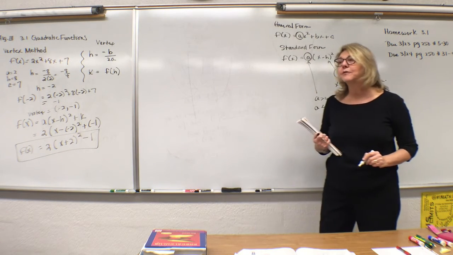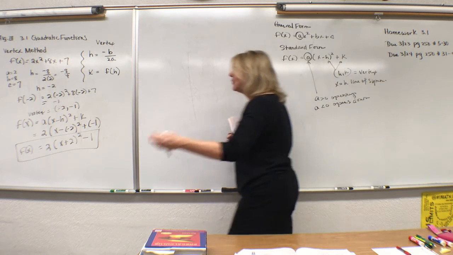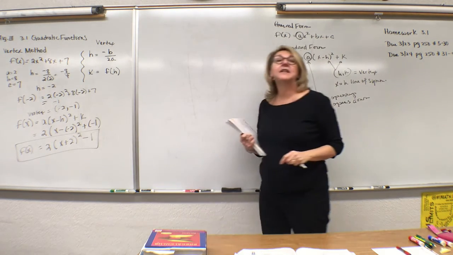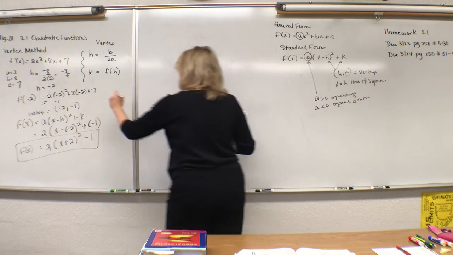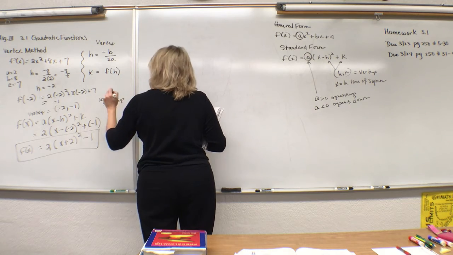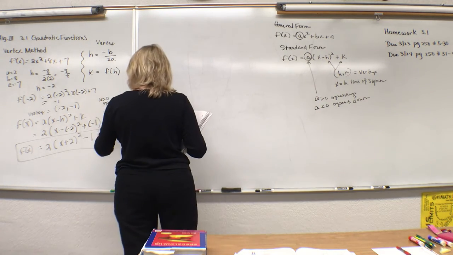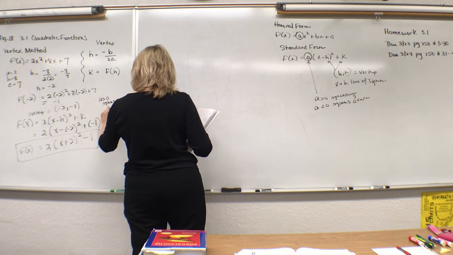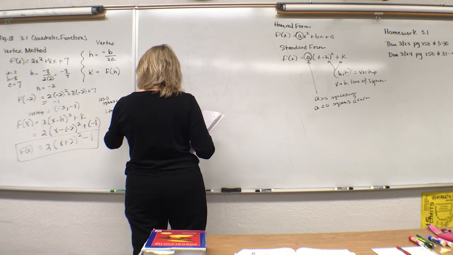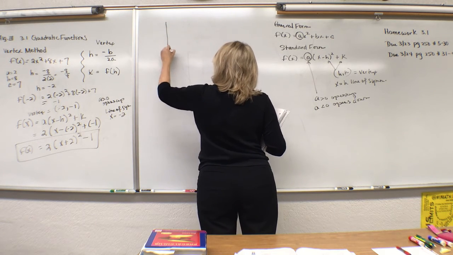This is the standard form of the equation of this parabola. I can tell you that its vertex is at negative 2, negative 1. Since a is greater than 0, we know that the parabola opens up. And I can tell you that the line of symmetry is at x equals negative 2. So if I was going to do a quick sketch, what would this look like?